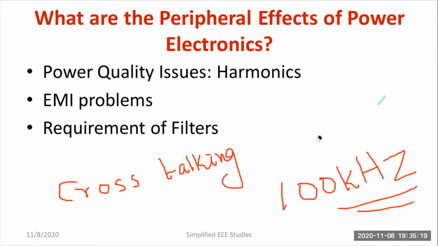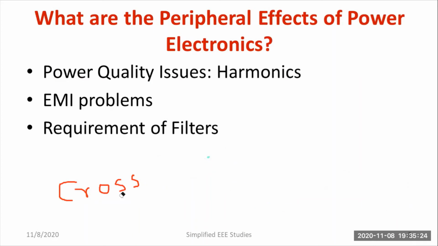If you are using power electronics, we have to compromise on these issues. In order to minimize those issues like harmonics and EMI, we have to use a special type of EMI shield. That is also expensive. If I talk about harmonics, to minimize harmonics, we require filters.